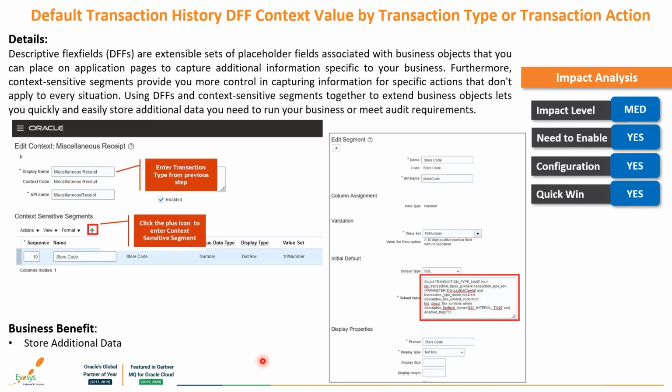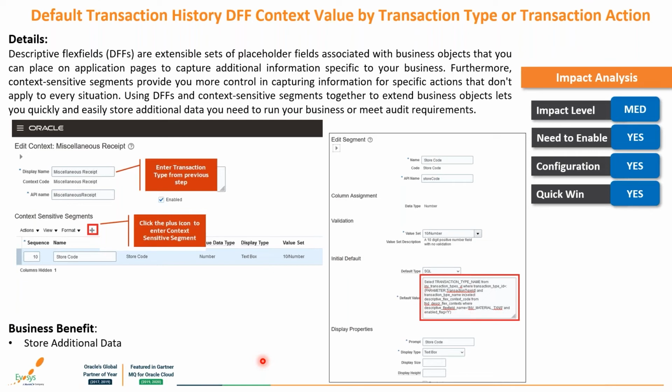Another one is default transaction history DFF context value by transaction type or transaction action. This is very specific to opening up a DFF while performing the transaction. In this scenario, the example shown on the screen is for miscellaneous receipt. So if there is a business requirement to capture any additional information, but only specific to when we are performing a miscellaneous receipt, it should not be enabled when an account alias has been created by the user.